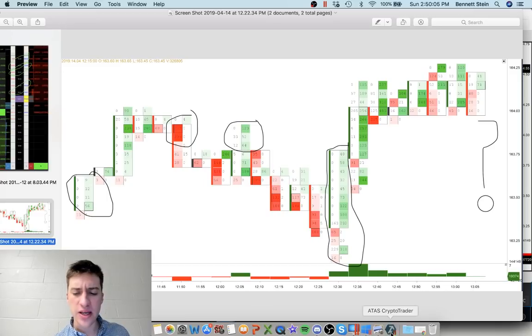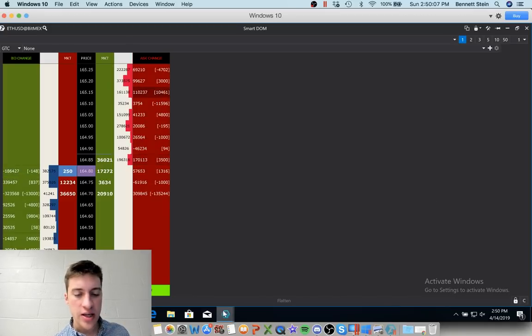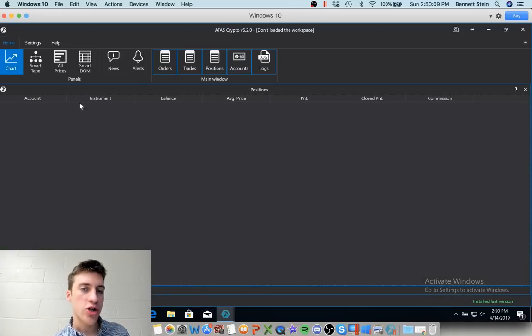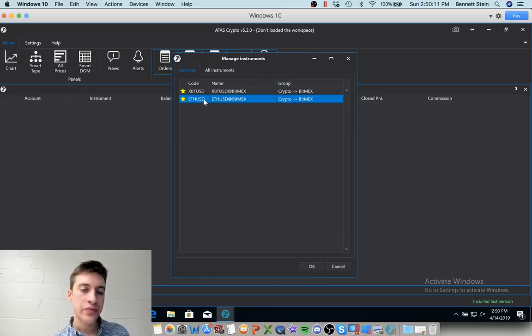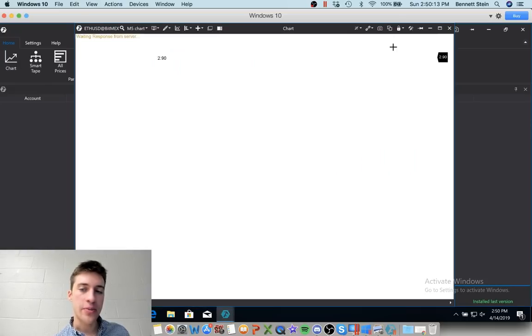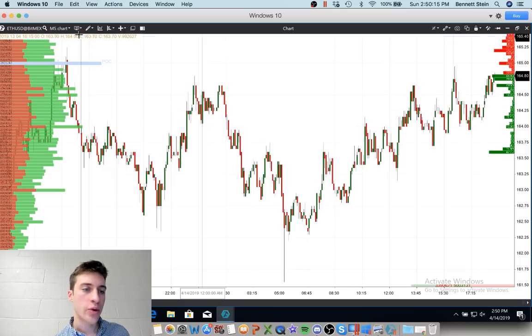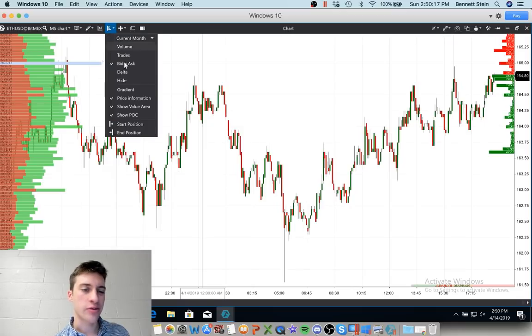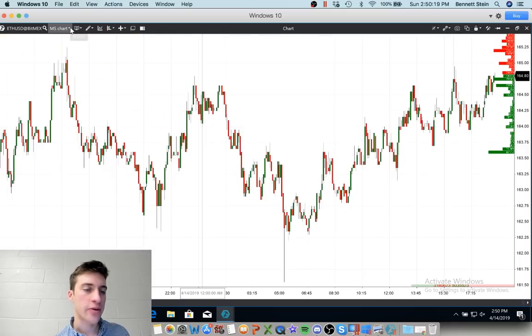So if you want to get this, let me actually just show you exactly how to get this instead of just showing you a picture. You go to chart, and what you want to do is go to the top left of your ATAS. We want to go up to here. I'm just going to disable volume profile for now because we're not going to talk about that.